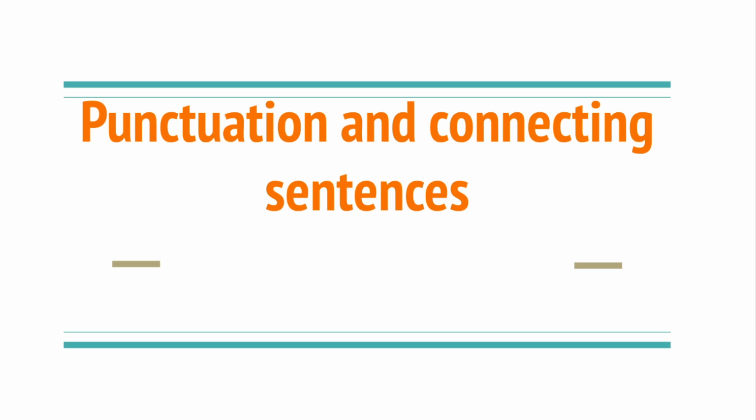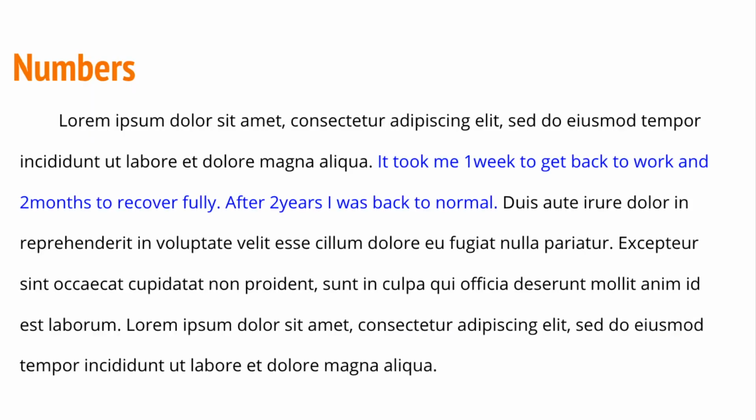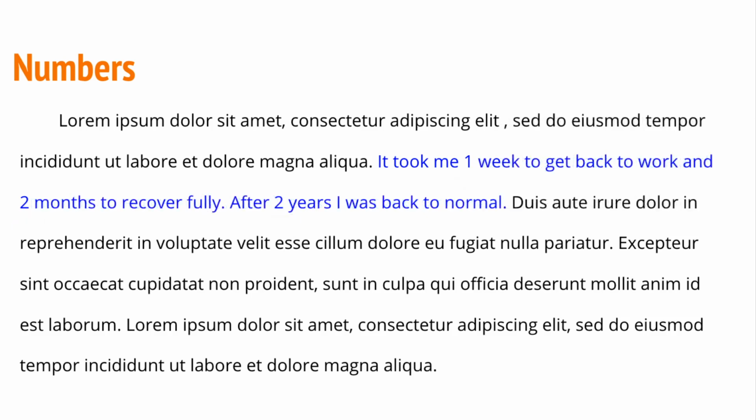So let's think about punctuation, how we're connecting some sentences. And again, let's have a look at our blue sentences. Now, again, this depends on your second language. However, if we notice 1 week, 2 months, 2 years, again, we need a space between those. So 1 week, 2 months, 2 years, we need to put spaces between those. And again, we should remember, we probably should use the word. So ONE, TWO in these cases. Okay, so spaces between numbers and words.